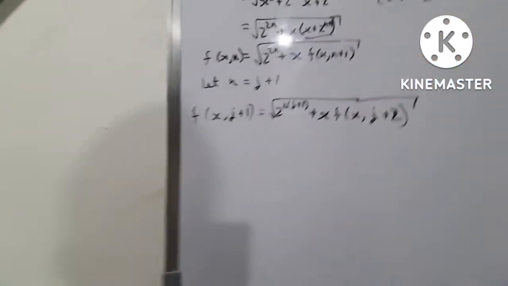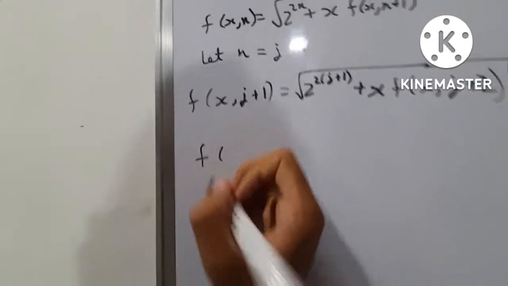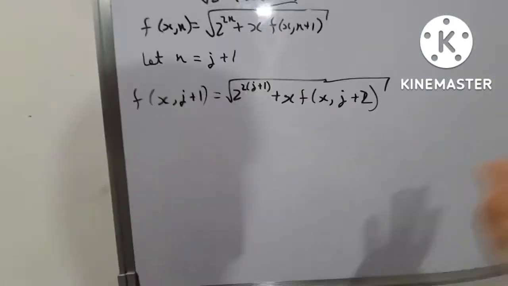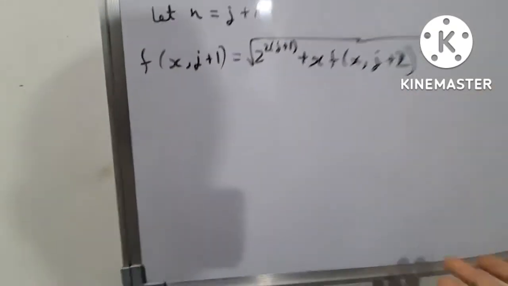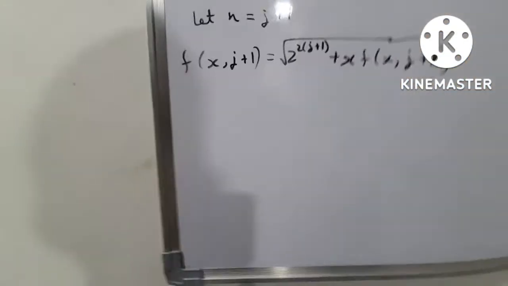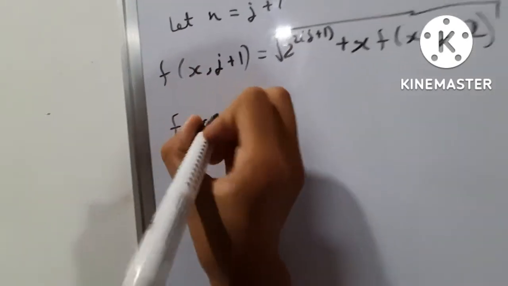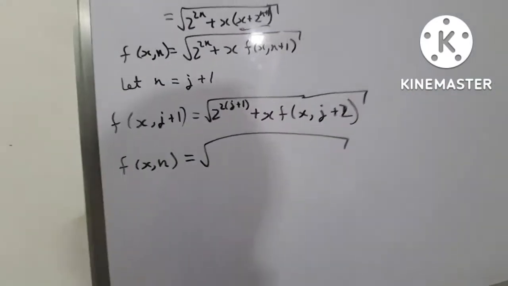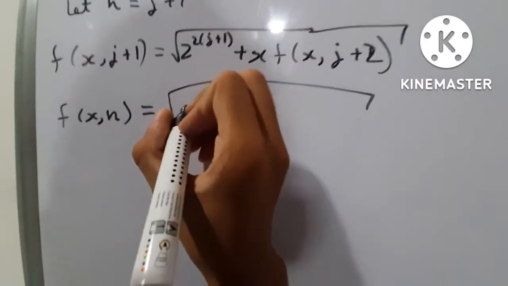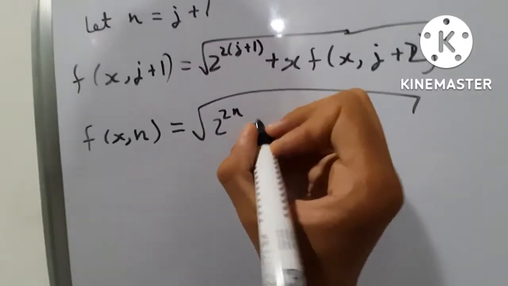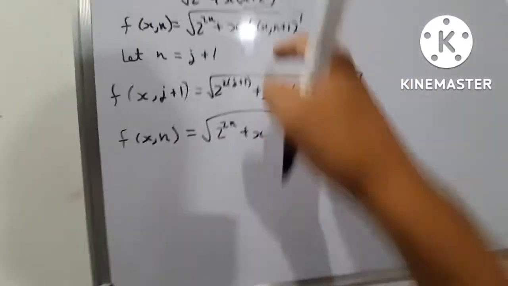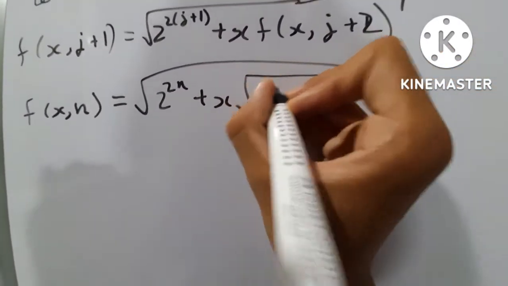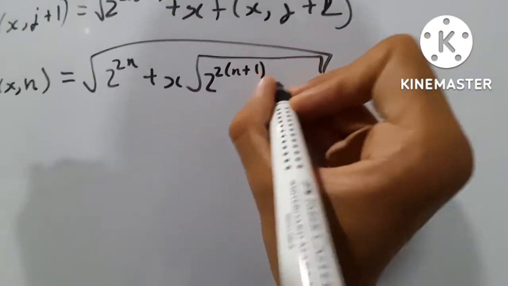Now we plug this back in here. So now our f, and of course notice that j is just a random variable. That's just a name we've given to something, so we can just call that j or n, it doesn't matter. So we're going to plug that in here and we get that f of x comma n is equal to the square root of 2 to the 2n, then we have plus x, then we plug in this value, so the square root of 2 to the 2 n plus 1 plus x.